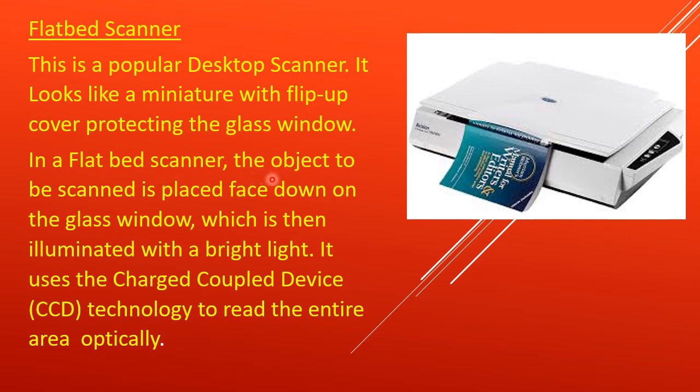The object to be scanned is placed face down on the glass window. In a flatbed scanner, the object to be scanned is placed face down on the glass window and then it is illuminated with a bright light. And this technology is called charged coupled device technology. What is this technology called? Charged coupled device technology or CCD technology. This CCD technology is used to read the entire area optically. So, these are the features of a flatbed scanner.